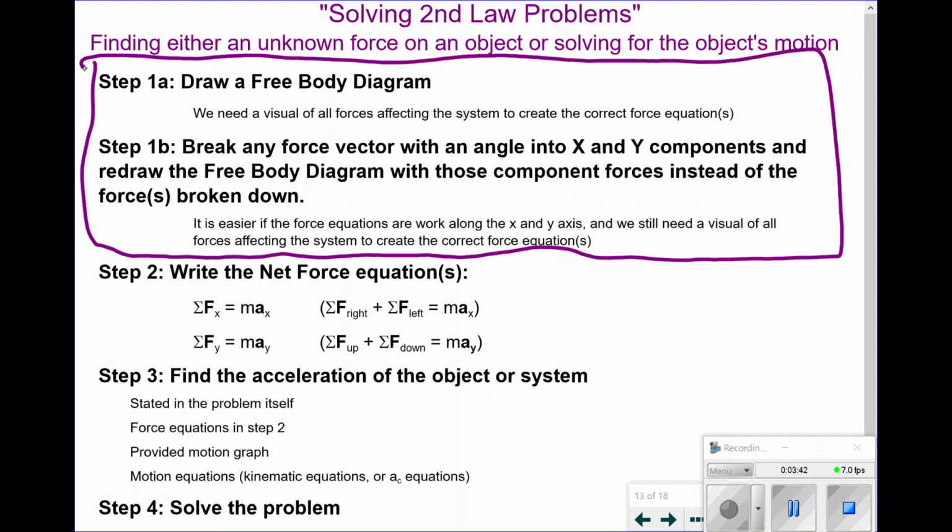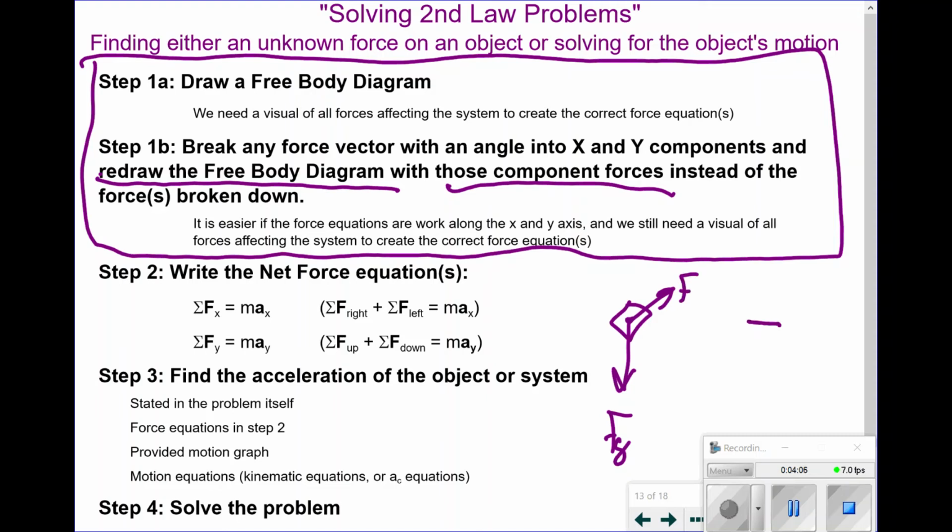It is very important that if I break vectors up into components, I redraw that free body diagram one more time with those components and not those original forces that were broken down. For example, if I had a block that experienced only two forces, the force of gravity and a force at an angle, then I would redraw my free body diagram as the force of gravity going down that was not broken into components. But then I'd have Fx and Fy instead of the original force that I had. I do not want to draw my original force on this diagram.